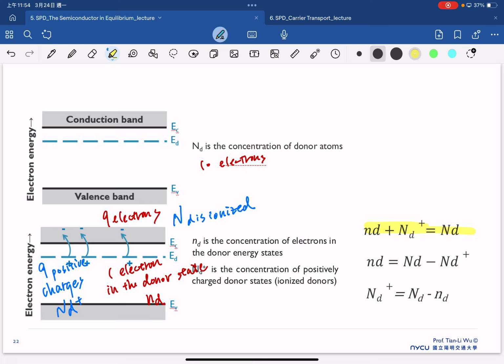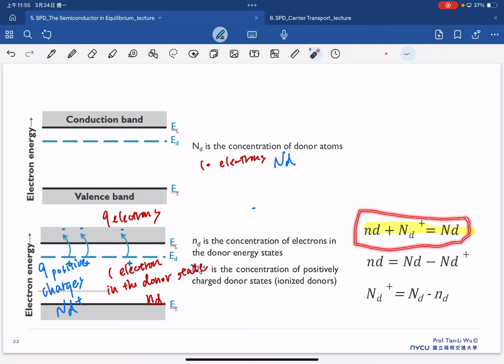Try not to be confused. This should not be said as this one is ionized. I will say the process is ionized, but the total ND is here. This is the total ND. That's why this equation is valid, because the total is 10, which is equal to 9 positive charges left behind, and then 1 that is the ND in the donor energy state here. So this is how this equation comes about.